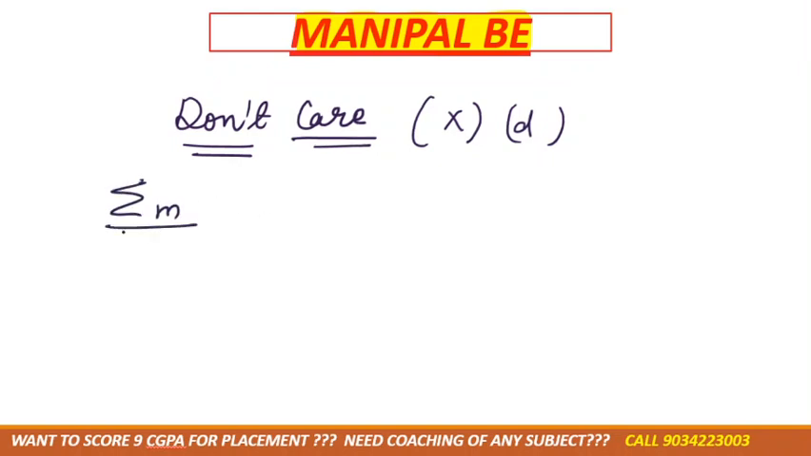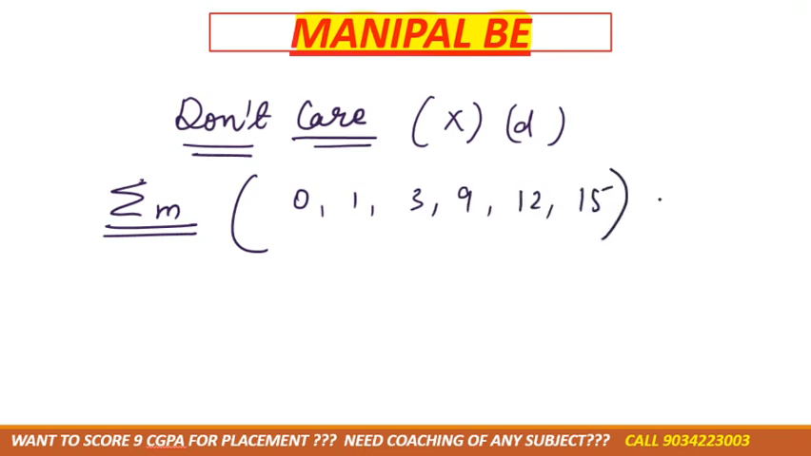sigma m represents the SOP form, right? And suppose they have given 0 1 3 9 15, and plus they have given you the don't care condition as 10 11. Okay, now as you know the numbers go up to 15, so this is for the 4 variable K-map. And now wherever they have written D, meaning don't care, in that number you have to put a cross. So try to draw that one.